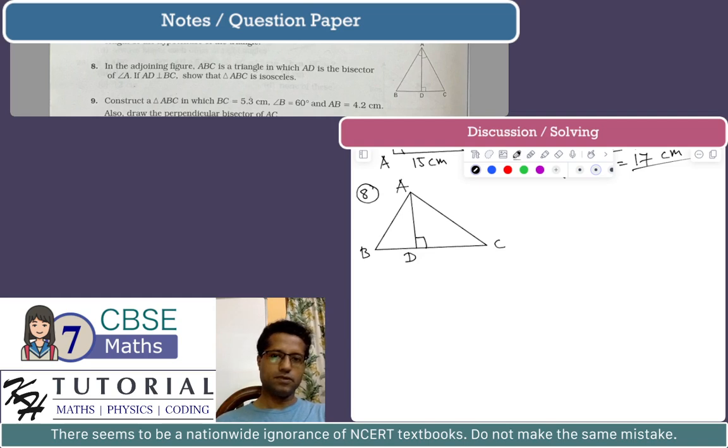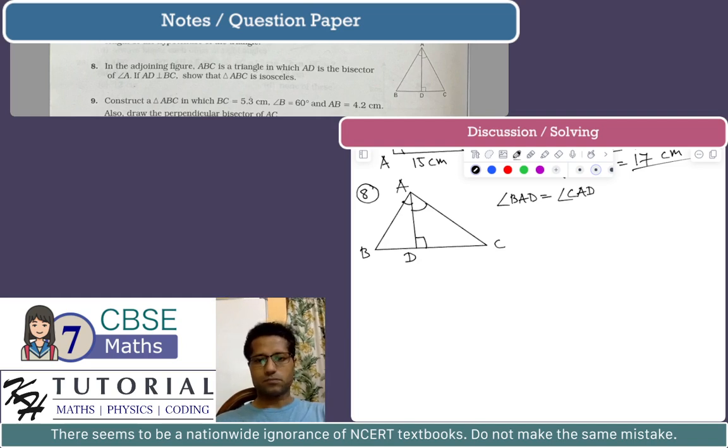ABC is a triangle in which AD is the bisector of angle A. Now, we have this angle equal to this angle. So we have angle BAD equal to angle CAD, since AD is the bisector of angle A.